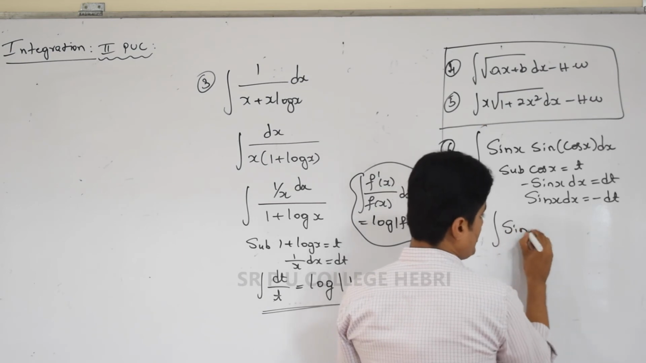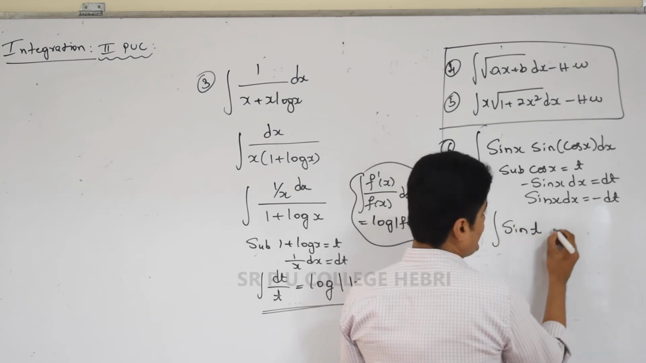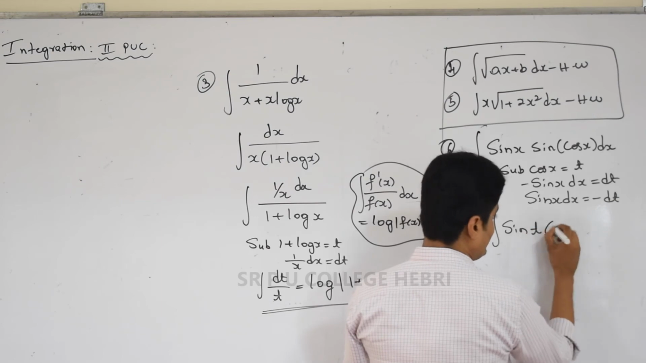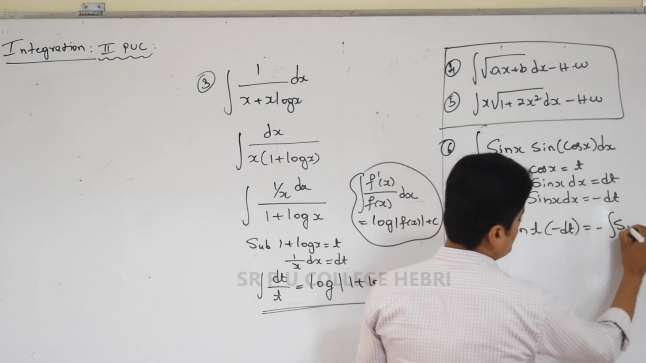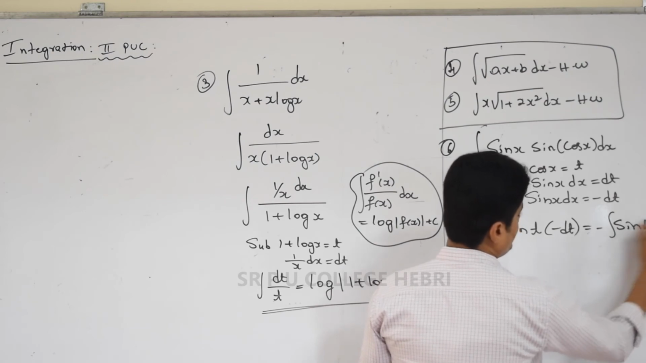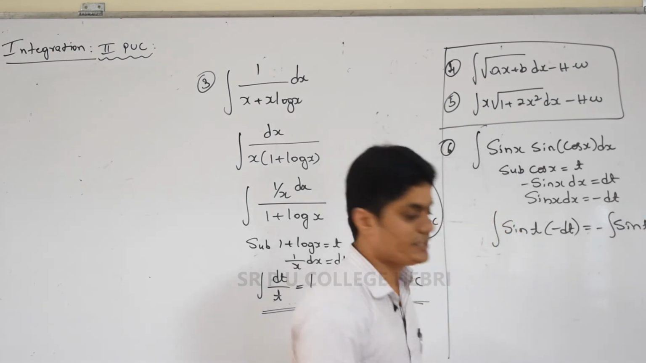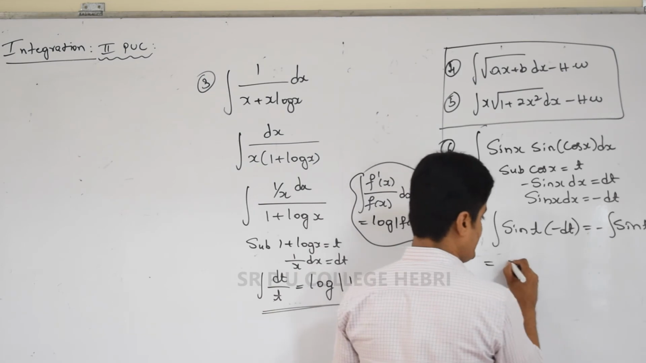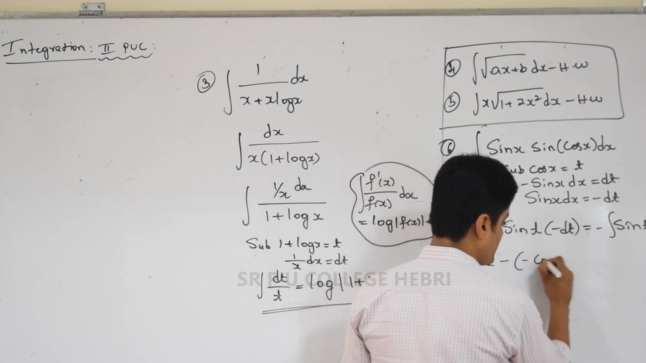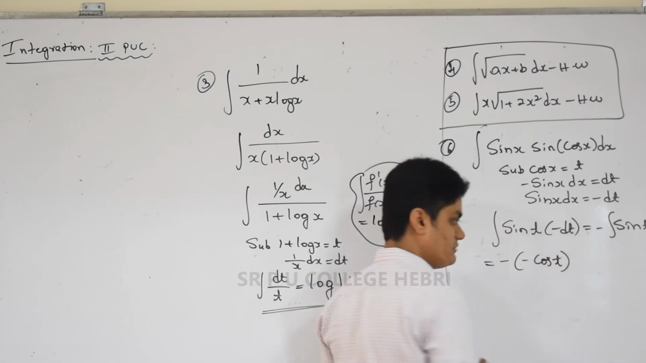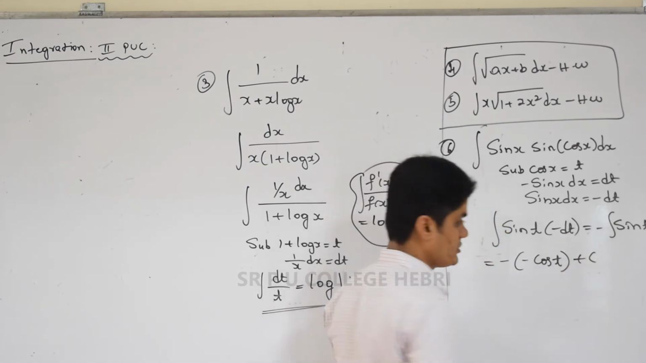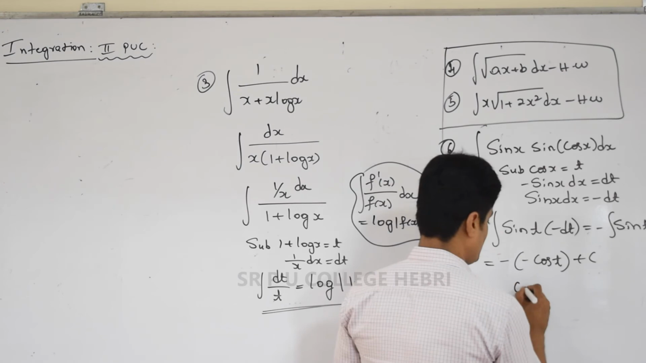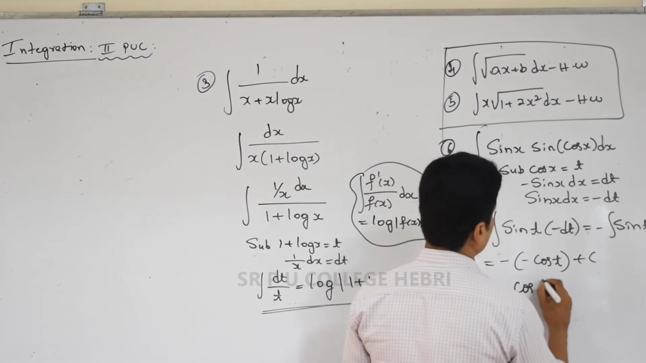Use this in the given problem. What do you get? Sin of cos x means sin t. What is sin x dx? Minus dt. Correct? This minus you can take outside. Only integration of sin t dt, right? Remember what is the integration of sin t? Integration of sin t is minus cos t. Already we had one minus sign, one more minus sign is coming, and don't forget to write the integration constant. So this is nothing but cos t. What is t? Cos x.